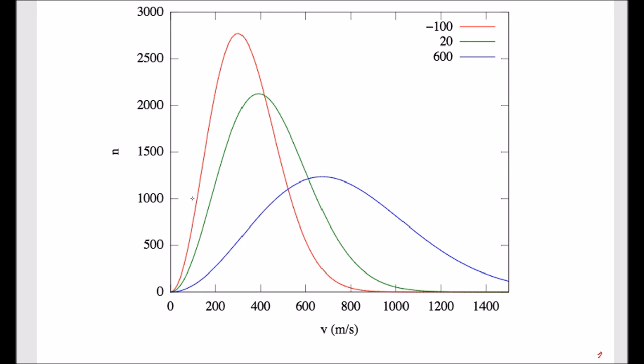If we look at the red curve here, you can see that at this threshold velocity of 1,000 meters per second, there's essentially 0 molecules in the red curve that would have this energy, and therefore at minus 100 degrees C there would be almost no evaporation.